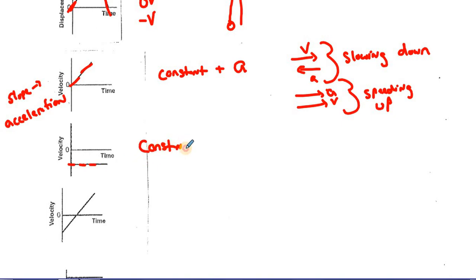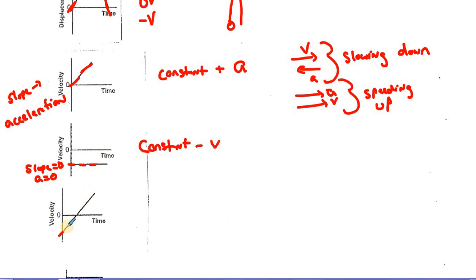Okay, so here we have a constant negative velocity. Now I know that it's a constant velocity because the slope of a horizontal line is 0. So that means the acceleration is 0, which means that it's either not moving, or in this case, since it's a non-zero velocity, it's a constant negative velocity.